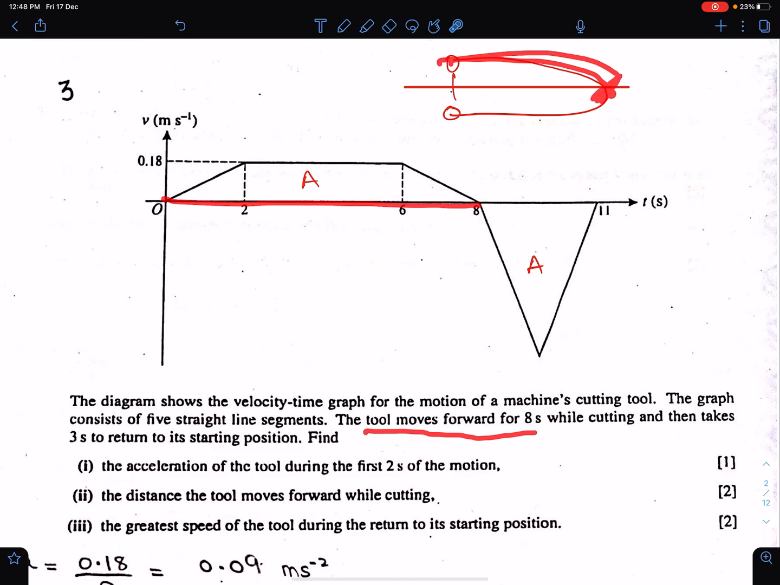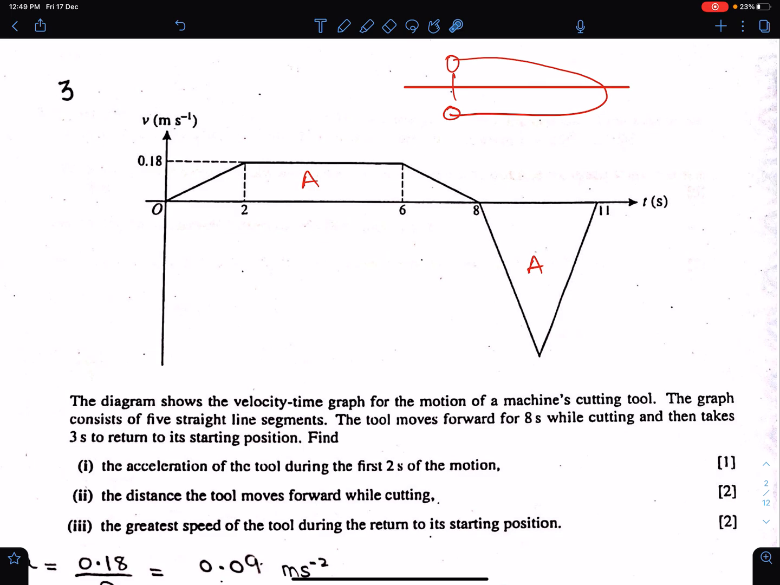While cutting, and then takes 3 seconds to return to its starting point. And this means this motion. That means both the areas are same. Moves forward and return to its starting point.